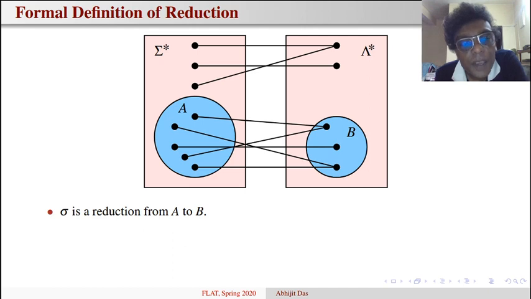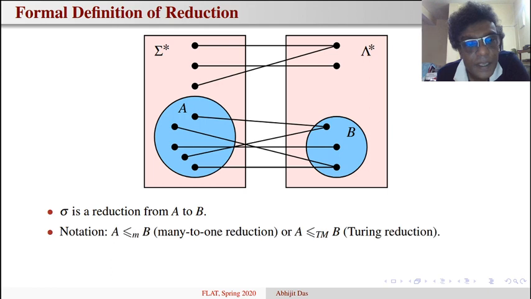We say that sigma is a reduction from language A to language B, and we write this as A less than or equal to B. This sometimes we write with a subscript M to indicate that this is a many-to-one reduction. Look at this, for example: this goes to this, this goes to this, so this is a many-to-one reduction. Here also this goes to this and this also goes to this. And we also sometimes explicitly write TM here to indicate that this is a Turing reduction.